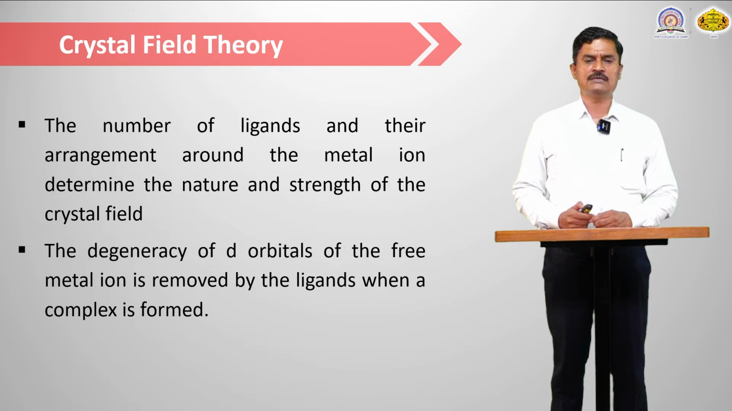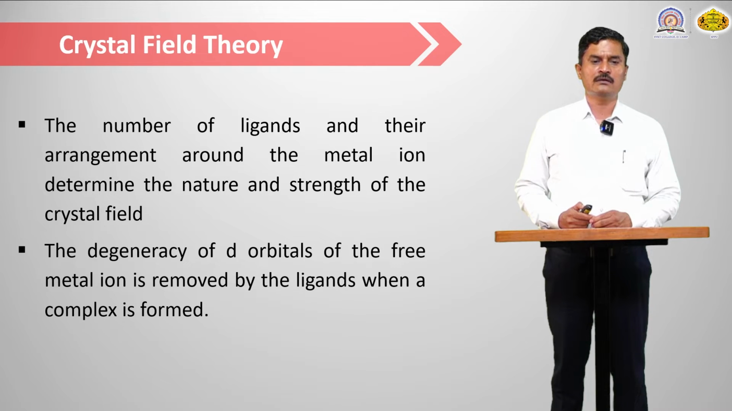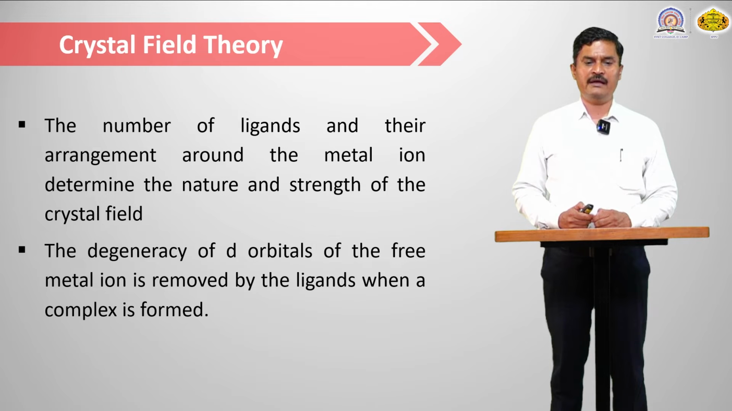The number of ligands and their arrangement around the metal ion determine the nature and the strength of the crystal field. So, the nature of the ligand as well as the number of ligands determine the nature and strength of the crystal field, for example coordination number 4 or coordination number 6. The degeneracy of the d orbitals of the free metal ion is removed by the ligands when a complex is formed.